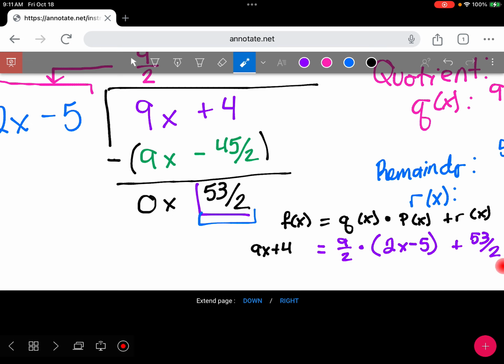And you could simplify this right-hand side to double check that it works. So if you're not sure if you've done it right, this is a great way to double check.